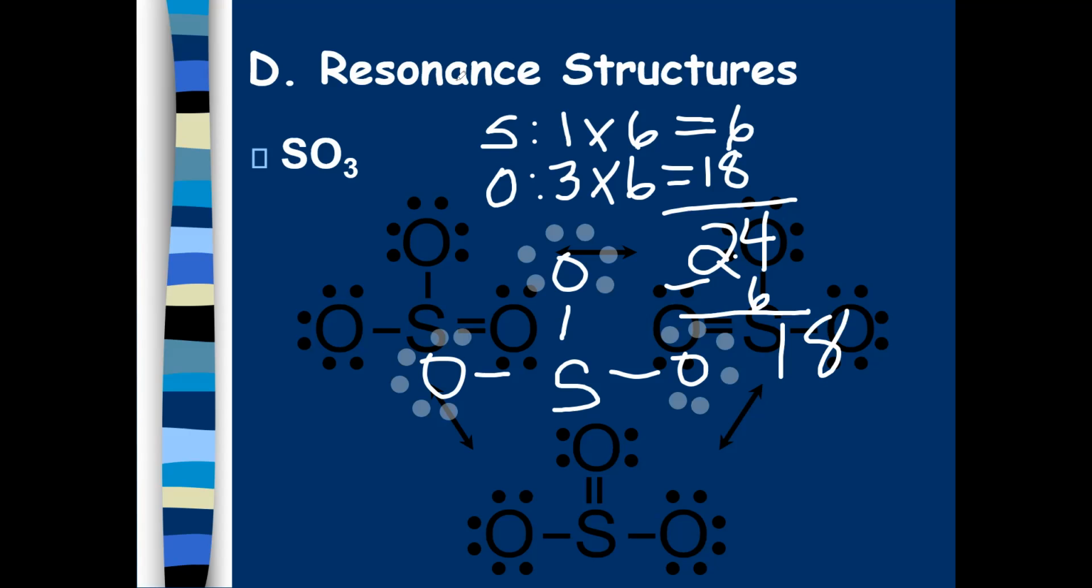Okay, I've run out. I have used 18 electrons, and sulfur is going, wait a minute, I am not a happy camper because I do not have 8 electrons around me. So what we need to do is erase one of them and put it in the middle. There you go. Now that's the official structure.